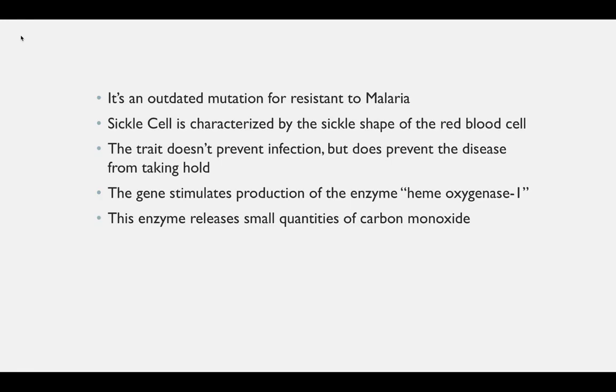Even though millions of people are affected by this disease, not many people know much about it. Sickle cell disease is characterized by the sickle shape of the red blood cells. The sickle cell trait does not prevent infection from the parasite, but it does prevent the disease from taking hold after the host is infected. The gene stimulates the production of an enzyme called heme oxygenase 1 that breaks down heme in the blood, which releases small quantities of carbon monoxide. The carbon monoxide is the key factor for not allowing the parasite to take hold.